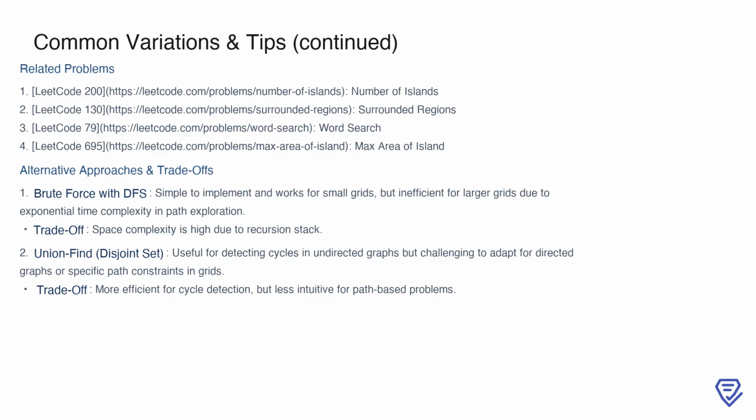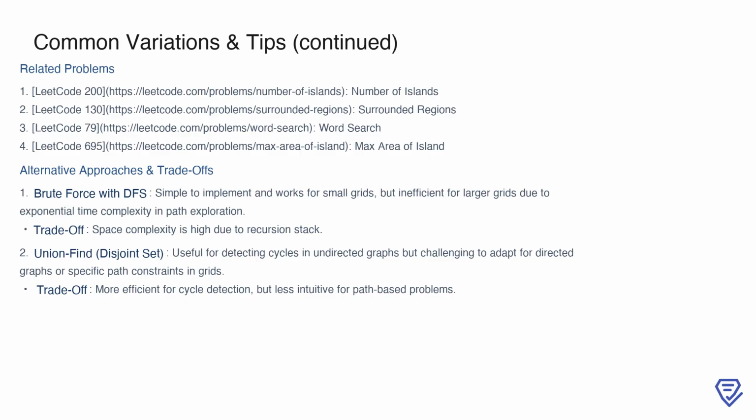To deepen your understanding, it's helpful to explore related problems. For example, LeetCode 200, number of islands, involves counting connected components in a grid, which is similar to detecting cycles. LeetCode 130, surrounded regions, challenges you to modify specific regions within a grid based on connectivity rules. Another great example is LeetCode 79, word search, which focuses on finding a specific sequence in a grid, and LeetCode 695, max area of island, which asks you to calculate the size of the largest connected region.